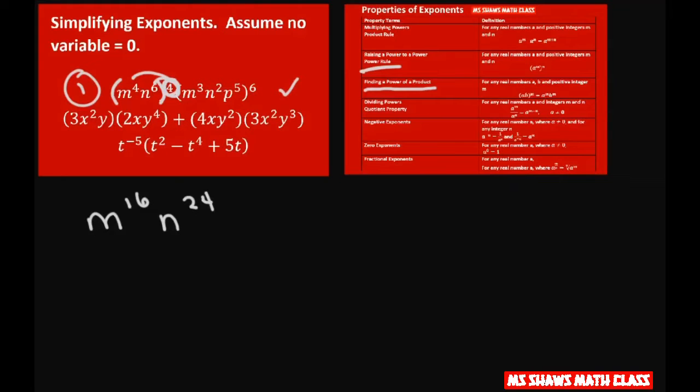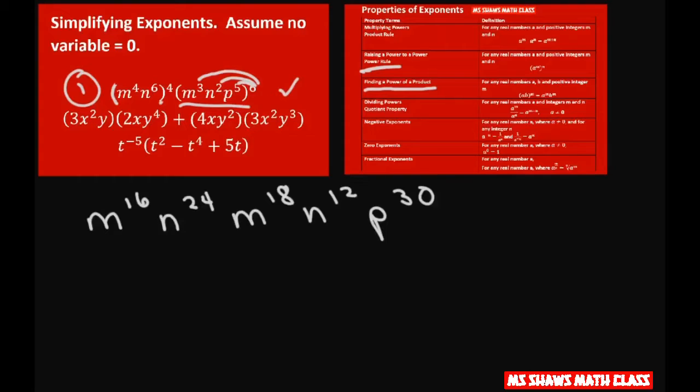All right. Now, for the second one, do the same thing. Use your power rule. So multiply these exponents, all 3 of them. So that's going to be m to the 18th, n to the 12th, and p to the 30th power.